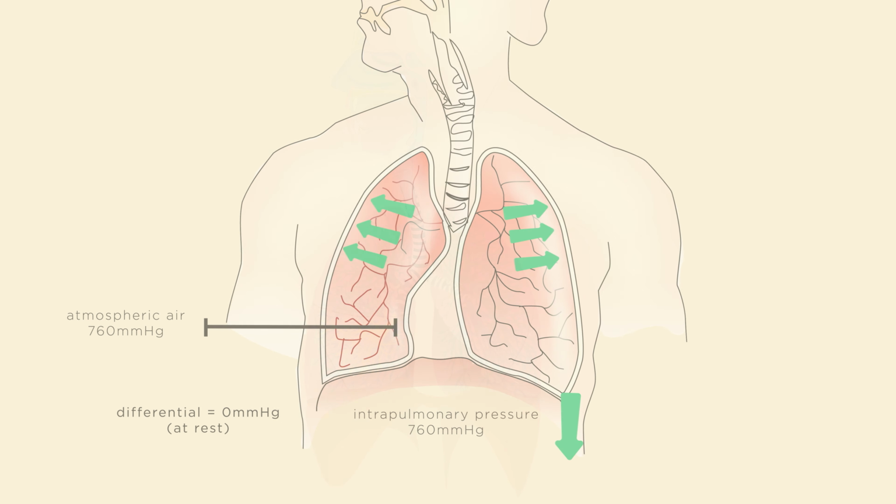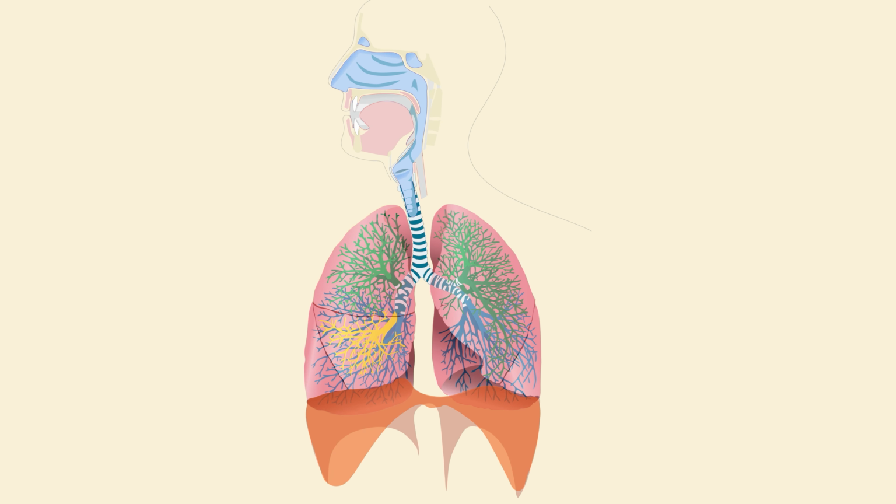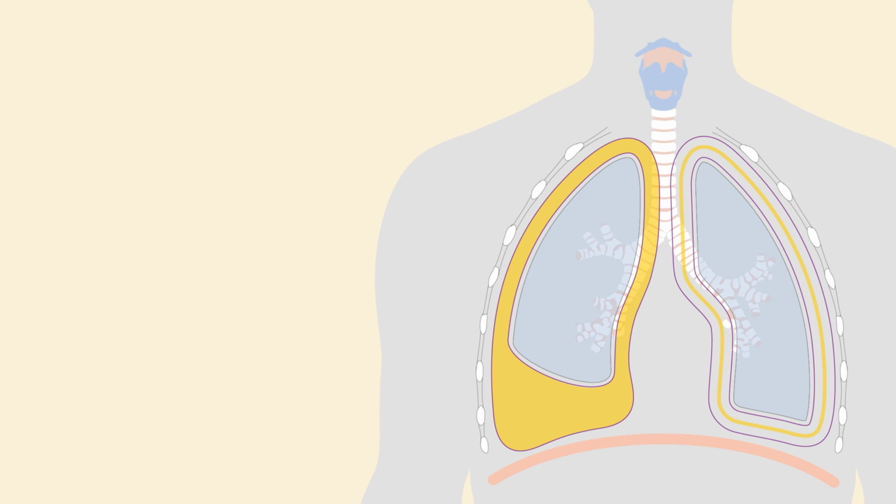This will lower the pressure inside, and when this happens, inspiration occurs as gas moves from the outside to the inside, down the pressure gradient. Now we come back to the role of the pleural cavity. It is vitally important here.